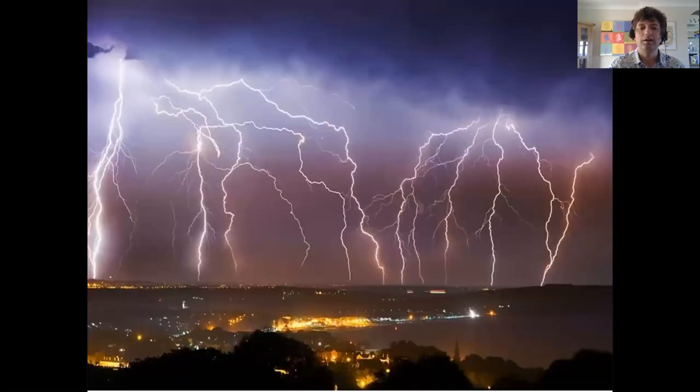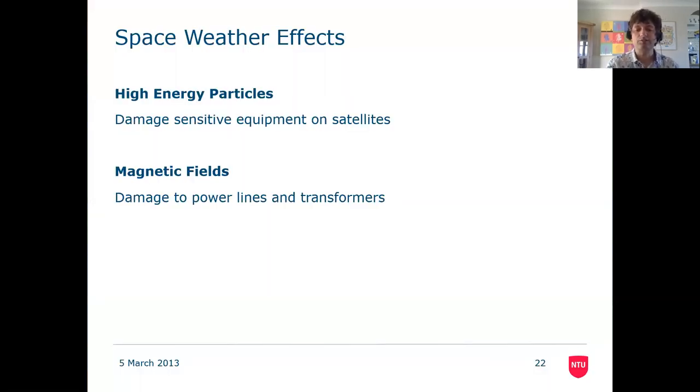How? Well, here, for example, we've got lightning. When we've got lightning, what we've got is a difference in charge between the base of the clouds and ground level, and a current flows to even that out. Well, some of the space weather phenomena can induce a potential difference at ground level between two different points.